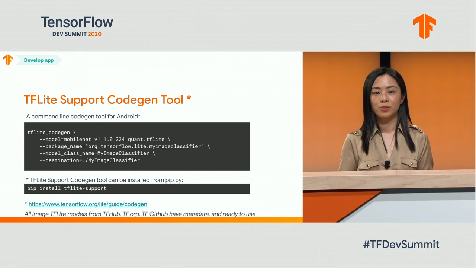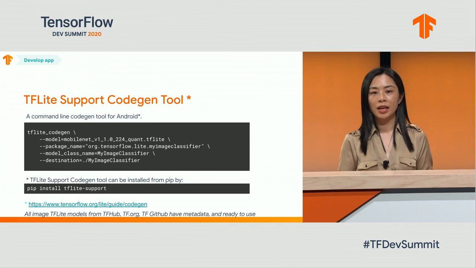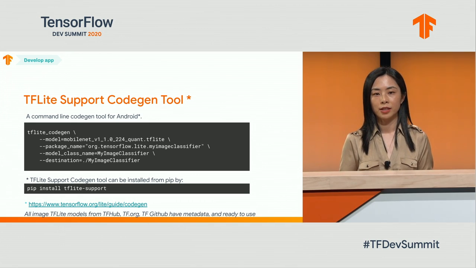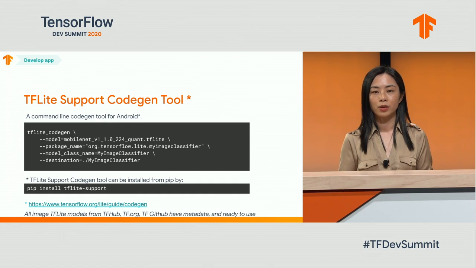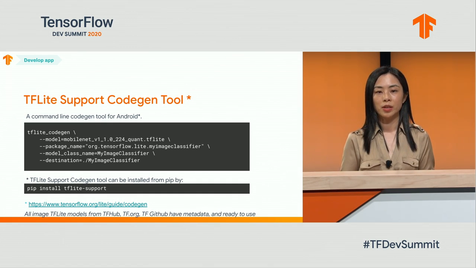And here's how you use the CodeGen tool, a very simple command line tool. Just specify your TFLite model with metadata, your preferred Java package name and class name, and the destination directory. The CodeGen tool will automatically generate the Android module that is ready to be integrated into your app, as we introduced in a previous slide. The CodeGen tool is also available through the TFLite support pip package.